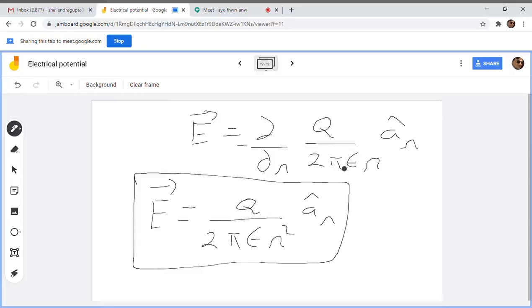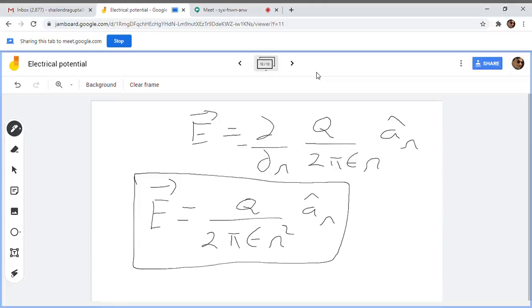So your work has been simplified. You took the potential and derived the electric field in that field. So till here, good and fine.